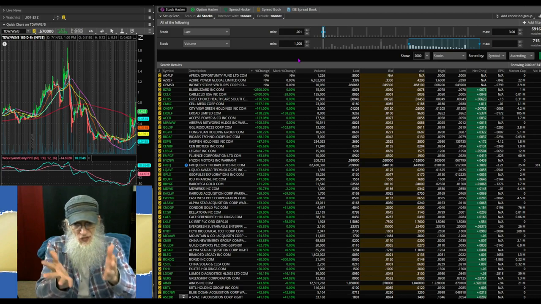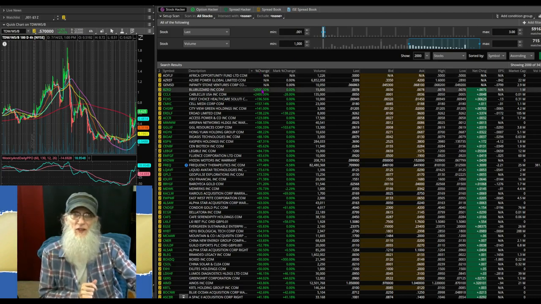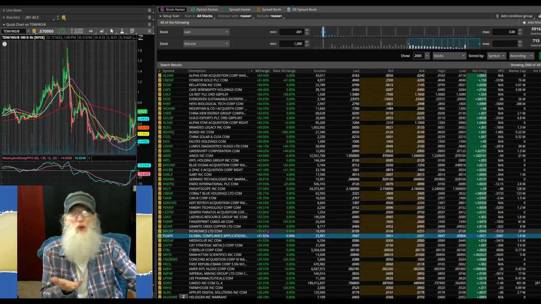So I bring up a scan, and I put it in order of percentage change, highest at the top. Then I scroll down and I start somewhere at around 30%.